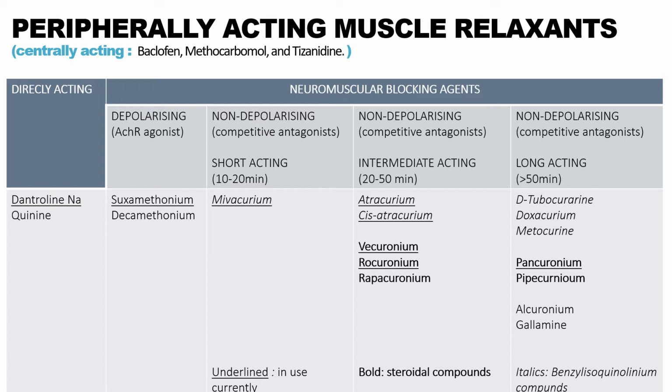I've just mentioned malignant hyperpyrexia. It could be myalgia. It could be even deep block, also called phase 2 block, and it can be fasciculations as well. P is for pressures. It can increase intracranial pressure, intraocular pressure, and intra-abdominal pressure. The other drug, decamethonium, is not in use.